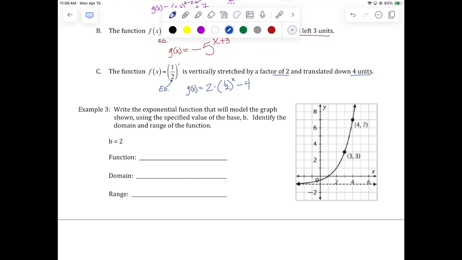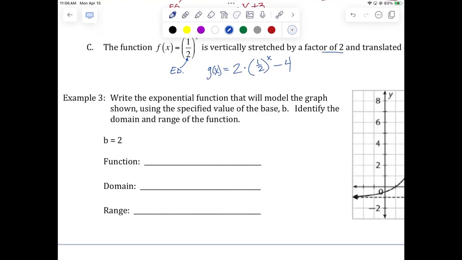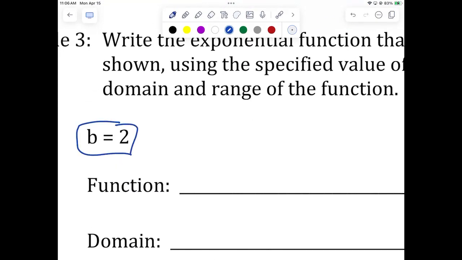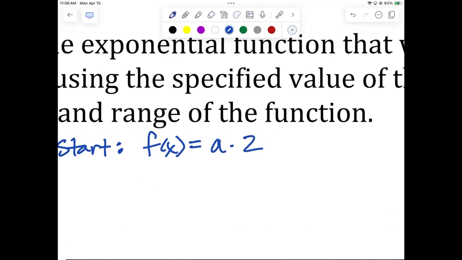Write the exponential function that will model the graph shown at the right using the specific value of the base. Identify the domain and range of the function. Okay, all right. So the base is 2, so it's got to be exponential growth. So here's what we're going to start with. We're going to start with the form f of x equals a times 2 to the x minus c plus d.